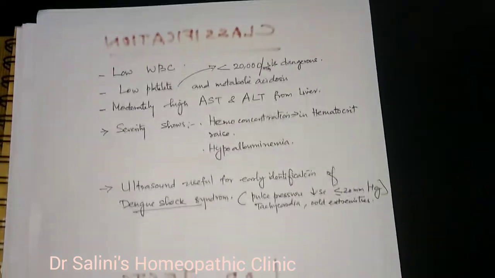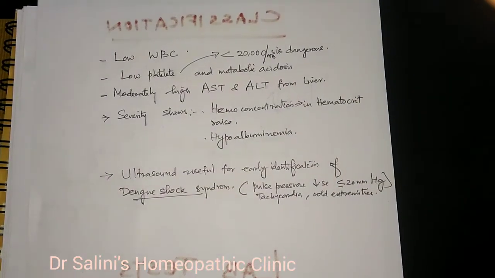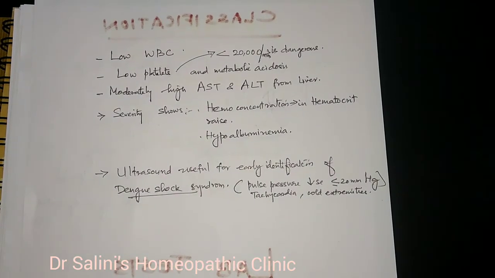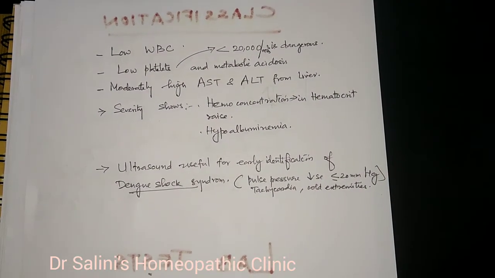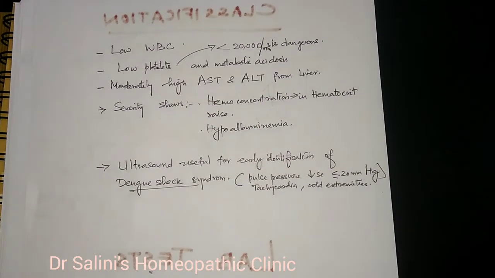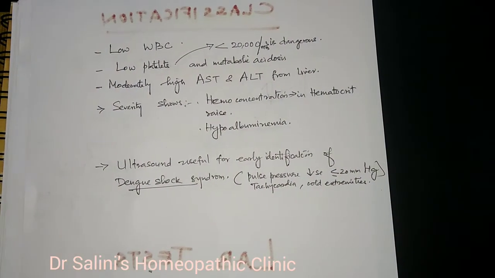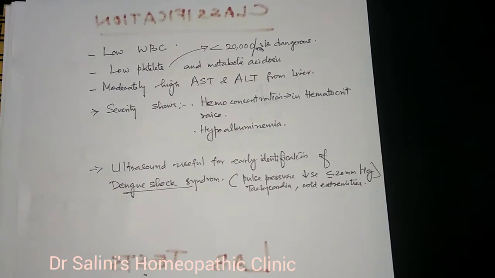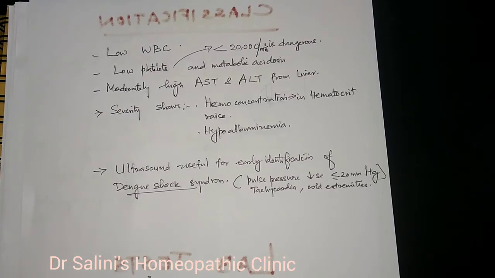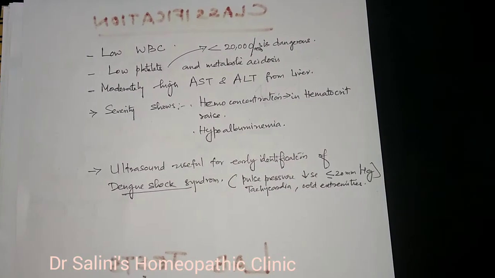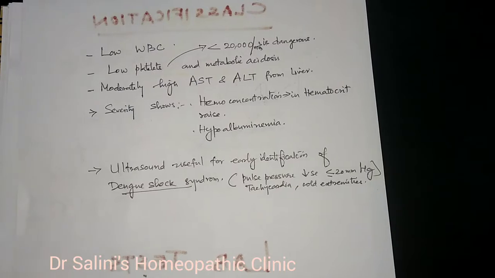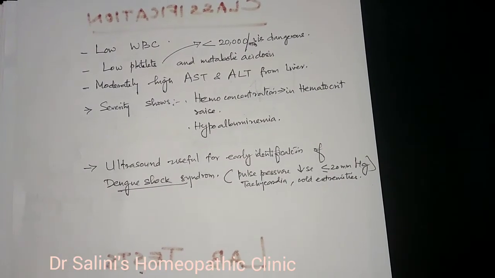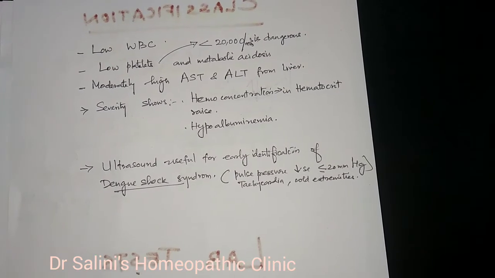Also, there's a fall in white blood corpuscles and hemoglobin. A low platelet count, less than 20,000 per cubic millimeter, is dangerous. It may move into the dengue hemorrhagic fever state. That is the critical phase. Also, metabolic acidosis is seen, and moderately high AST and ALT from the liver. Severity shows a rise in hematocrit.